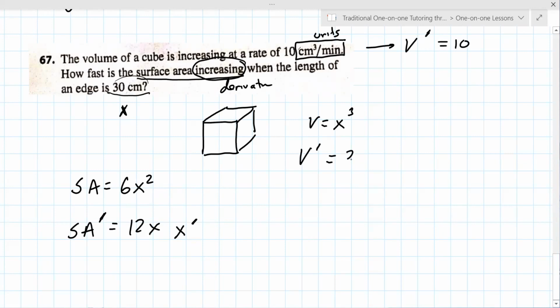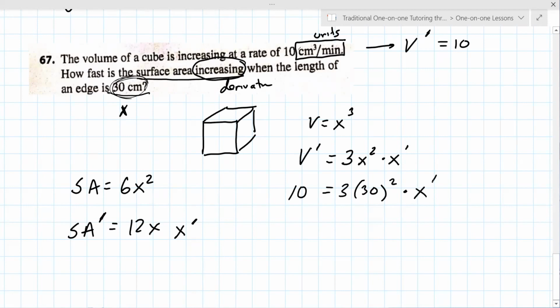So V prime is 3x squared times X prime. Do you know V prime? We do. Do you know X? Yes, right here. It's the same. So X prime is the only unknown. Think of this like when you were first learning systems, you needed X and you needed Y. Here you need two things because you can't get to X prime here, so you got to get it over here. So 10, that's V prime, equals 3 times 30 squared times X prime.